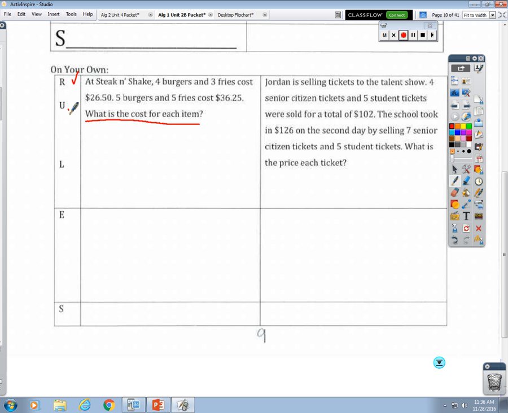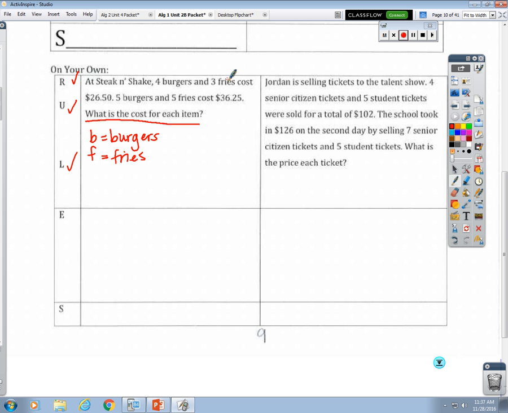Okay, so let's identify our variables. Do you always have to use X and Y? No, and honestly, a lot of times I don't like to. What do you think I would prefer to use in this one? B and F. B for burgers, because aren't we trying to figure out the cost of a burger? And F for fries, because we're trying to figure out the cost of a fry. Yeah, if you want to. You'll just have to remember, like, if X is burgers, Y is fries, whatever. Okay, so now we need to line up a plan, which means set up our equations.